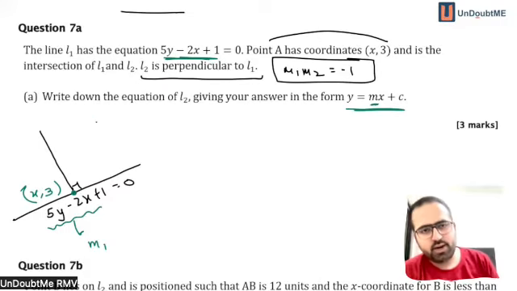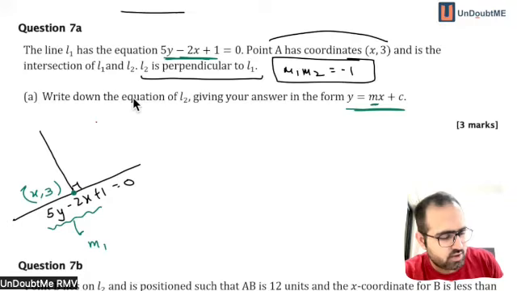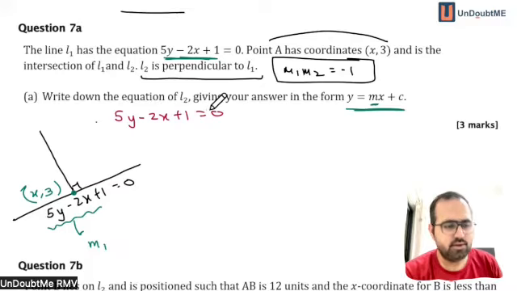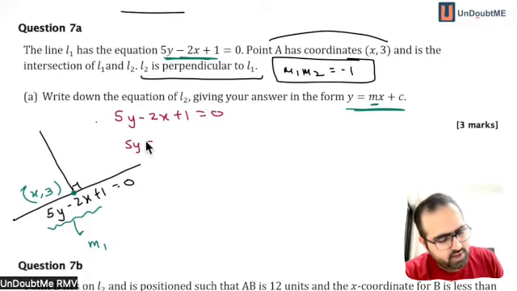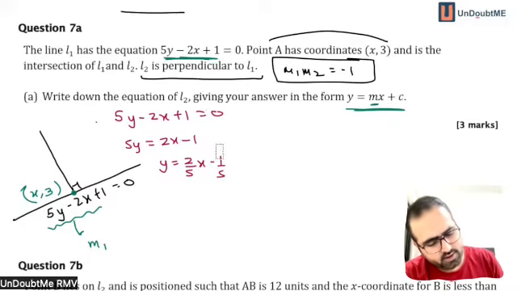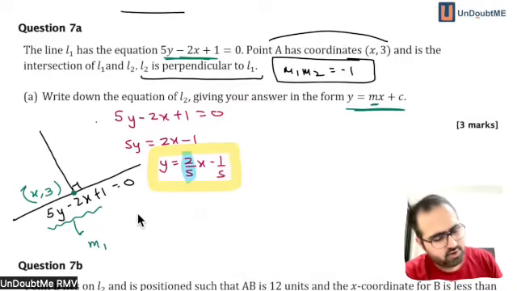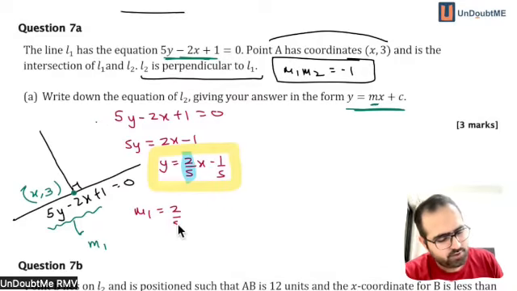Step number 1 is to get the gradient of the first line. How to get it? We will convert that into the form y is equal to mx plus c. Focus on the working carefully. 5y minus 2x plus 1 is equal to 0, so 5y is equal to 2x minus 1 and y will be equal to 2 by 5 x minus 1 by 5. That is my step number 1. From there, by observation, I can get the gradient as 2 by 5. I can write m1 as 2 by 5.